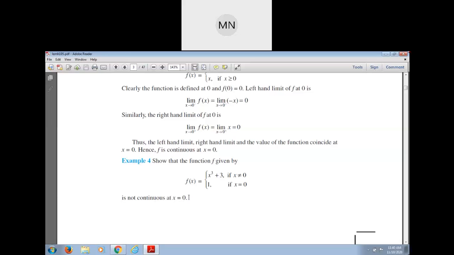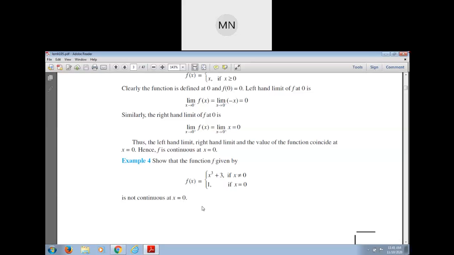At x equals 0, we check the continuity. Can you tell me, because we are going to check the continuity at x equals 0, then in the first step, what do we find?